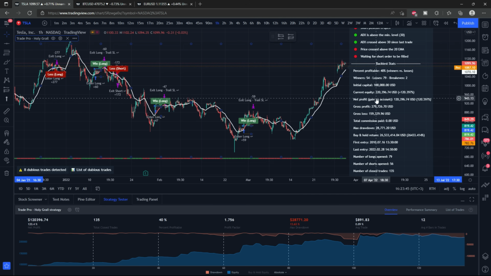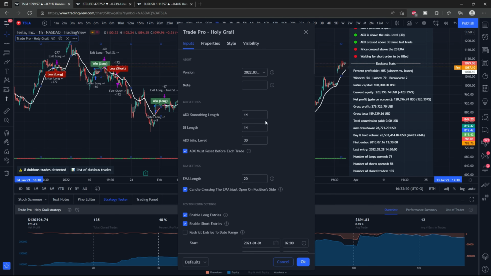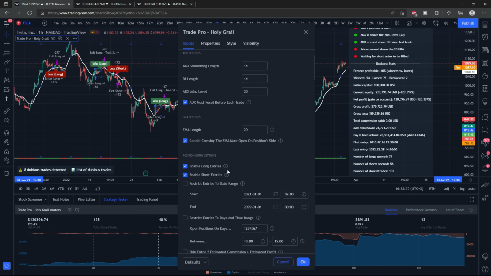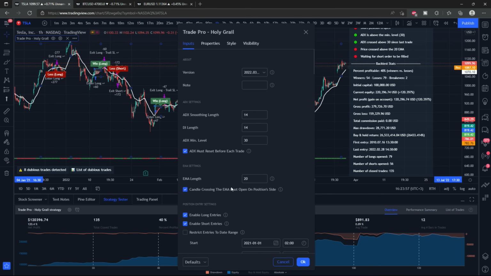So let's take a look into all the different customizable parts within the settings of this script. I'll double click here, and up top we see the ADX settings. I'll just go through one by one all the different settings here. ADX settings, this is where you can configure the actual settings of the ADX itself, as well as the minimum level that the ADX needs to reach before the script starts looking for a trade entry or a pullback entry into the EMA. So you can choose that. Currently it's at 30, which is just the standard from the basic strategy.